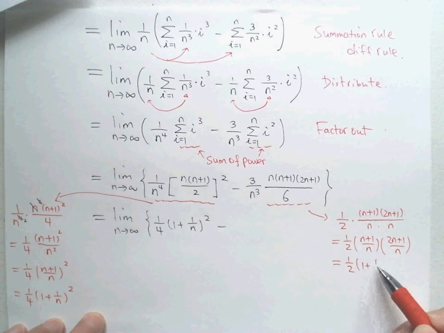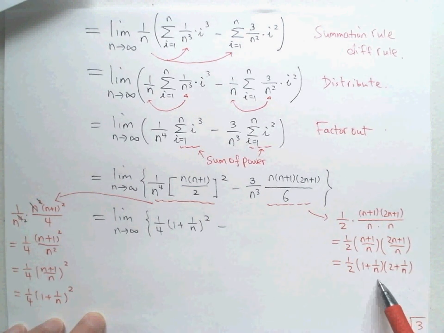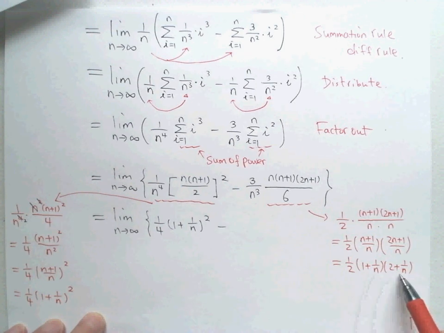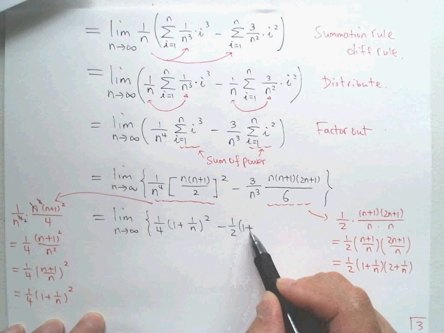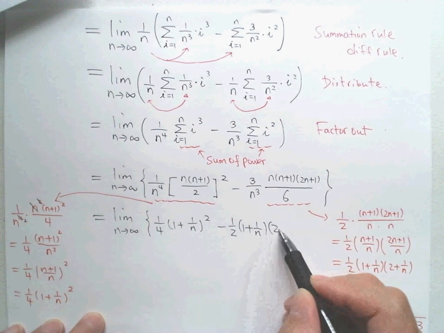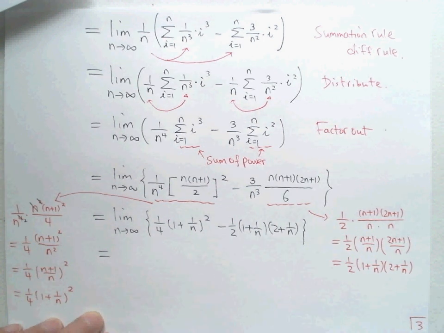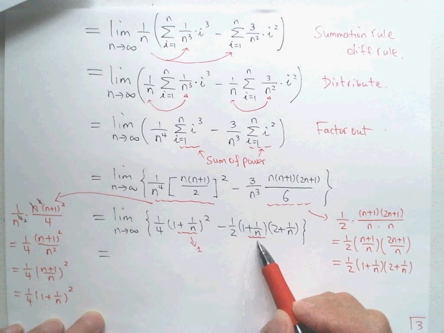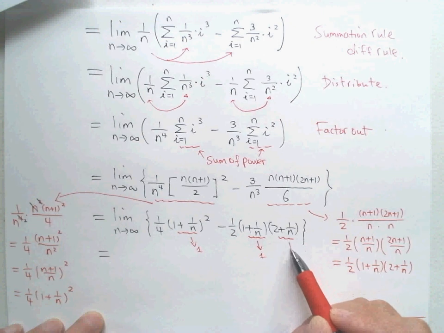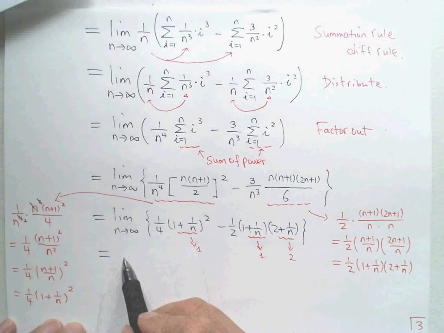And now we can write the easy way. This is 1 plus 1 over n. This is 2 plus 1 over n. Why? This is easy to find the limits, right? The limit of this is 1, the limit of this is 2, because 1 over n equals 0. And then we'll plug this answer to here, which is 1 over 2, 1 plus 1 over n, 2 plus 1 over n. Okay, almost. So now we can see these limits go to 1, these limits go to 1, these limits go to 2.